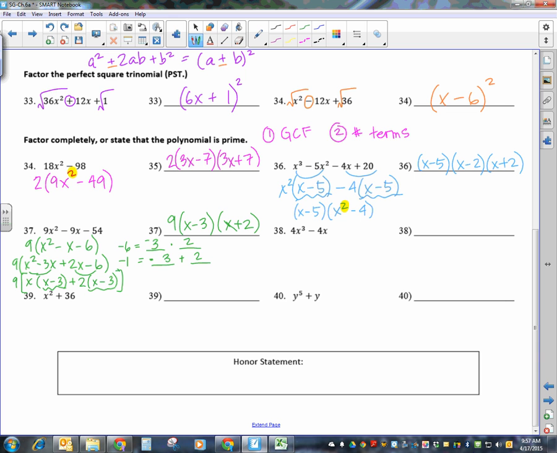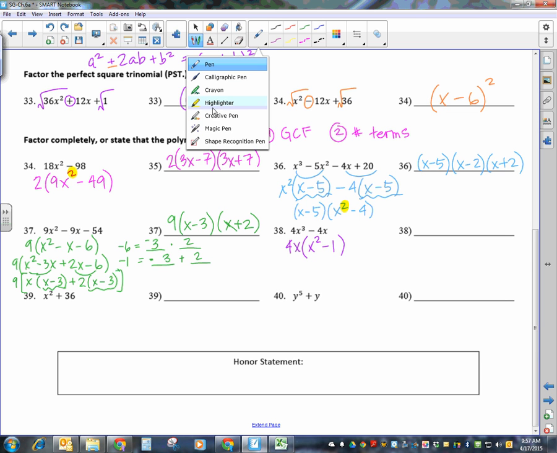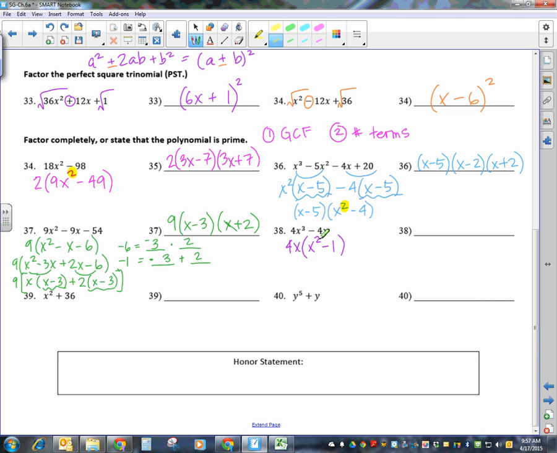38 is going to be common factor, so I'm looking for that first, which is 4x, leaving me with x squared minus 1. And as I said, if you factor out and you have an exponent on the variable after you factored out, you need to think, can I go further? Well, this is two terms, both of which are perfect squares. And it's a difference. So this becomes (x minus 1)(x plus 1).